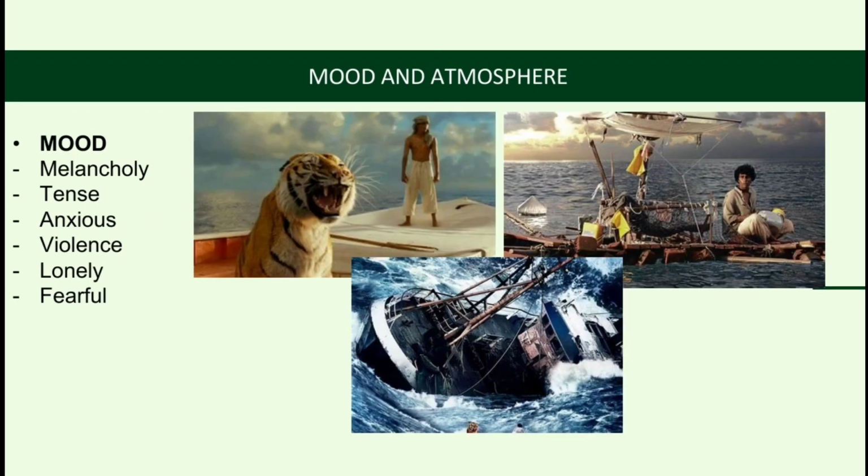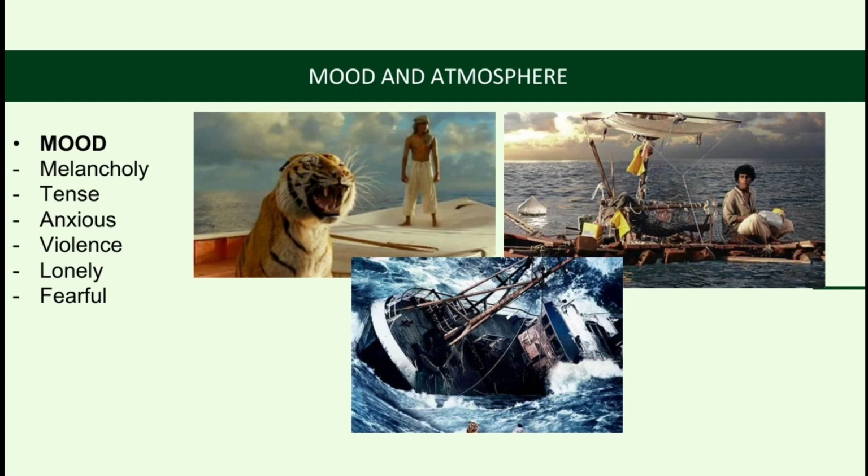So now let us proceed to the mood of the novel. Throughout the story, the mood displayed is a mixture of melancholy, tense, anxious, violent, lonely, and fearful because Pi is constantly facing life-threatening situations throughout the story, from the sinking of the ship to being stranded at sea with dangerous animals. So Pi is always in danger and uncertain about his future.